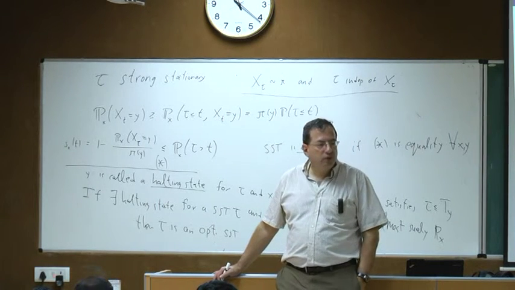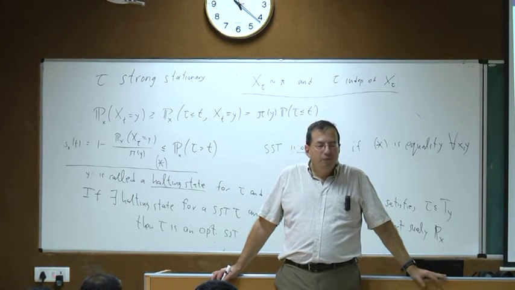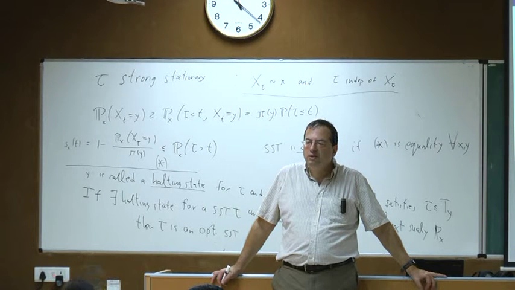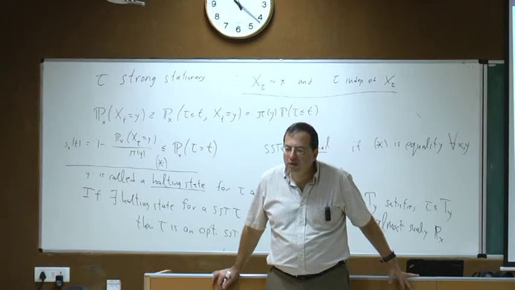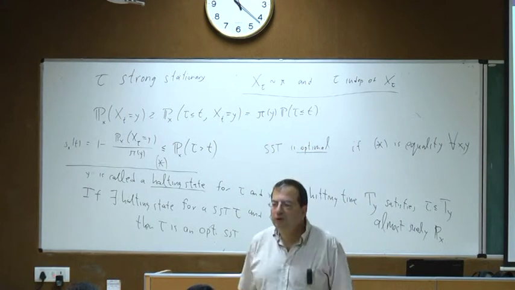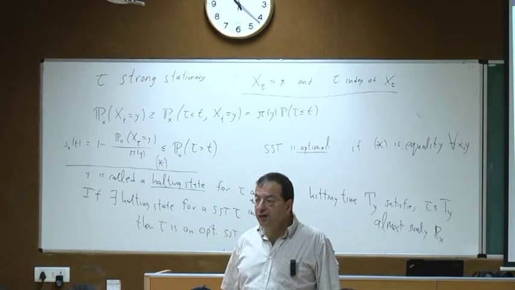Now, any questions about that? Okay, finishing in 1 minute. Yes? If you have a strong stationary time, then probably the probability that X_tau equals y has to be always pi of y. Probability of what? Probability of X_tau equals y is exactly pi of y.